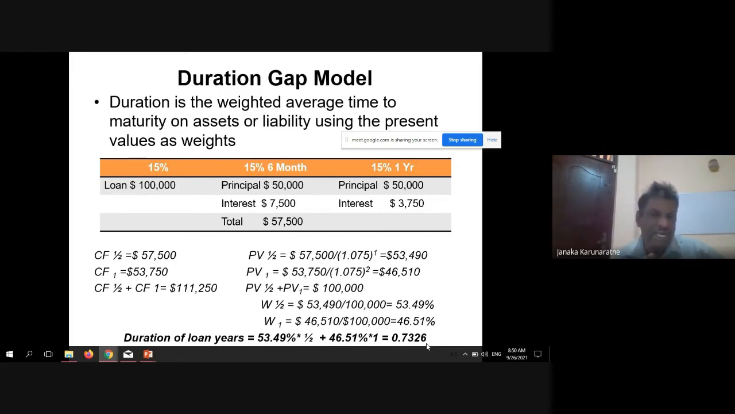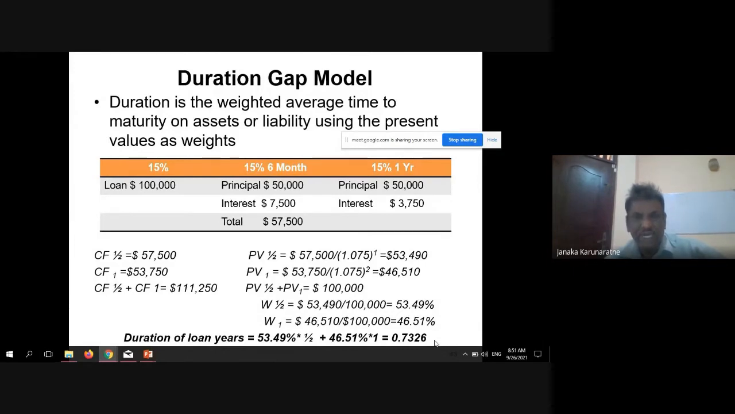But if you really look at the weights of each cash flow in terms of present values, your maturity is only 0.7326 years. So it's roughly close to 9 months, right? Which we call the duration. Clear? So when you say the maturity, you would say maturity 1 year.